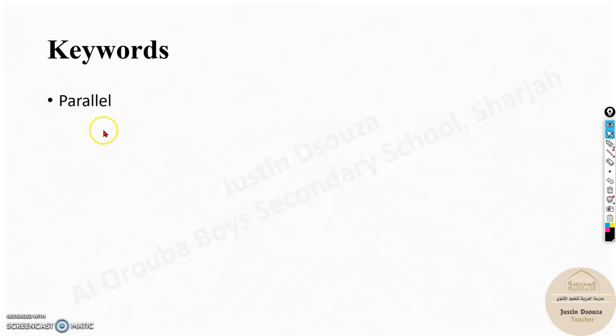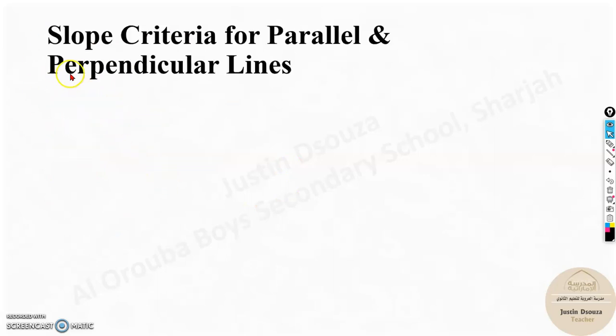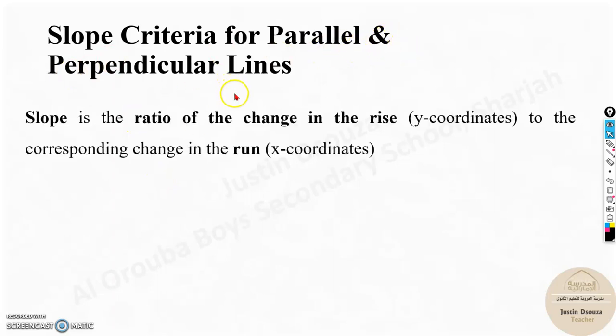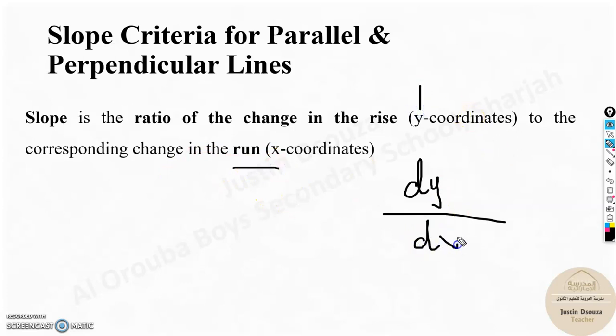Before that, keywords of this lesson are parallel, perpendicular, slope. We have come across this before already. Now we will go through them again. Slope criteria for parallel and perpendicular lines. Slope is the ratio of the change in rise, that is the y coordinate, dy. Rise is always vertical, to the corresponding change in the run, meaning horizontal. So dx. dy by dx is slope.